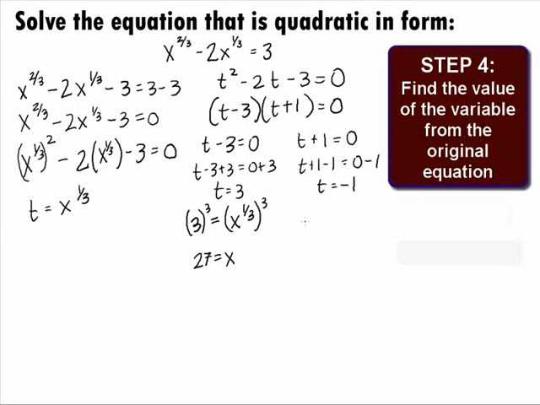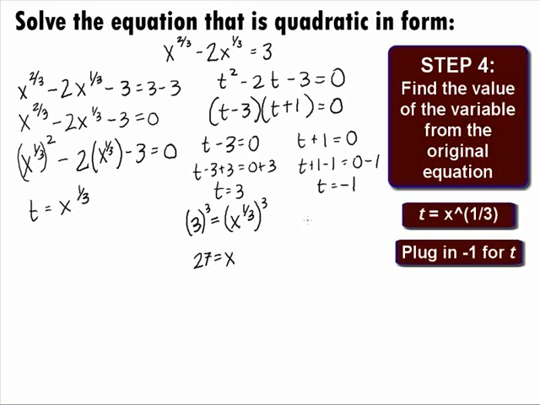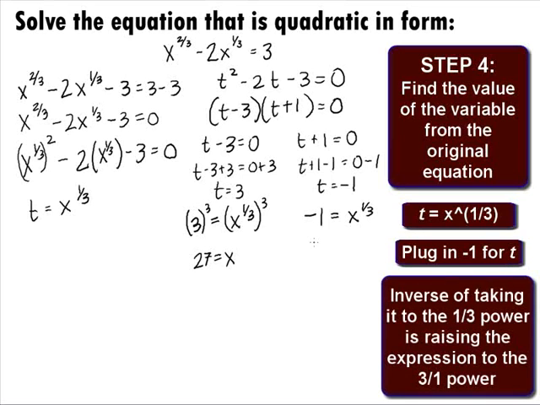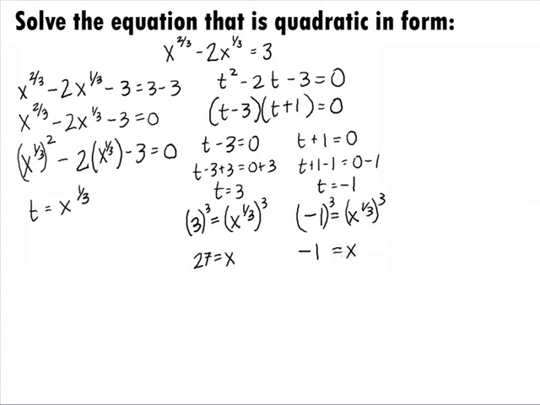Next, let's see what x is when t equals negative 1. Substituting in a negative 1 for t, we get negative 1 equals x to the 1/3 power. Again, the inverse of raising x to the 1/3 power is to raise both sides to the 3/1 or 3rd power. When we do this, we get negative 1 raised to the 3rd power equals x to the 1/3 power raised to the 3rd power, which simplifies to be negative 1 equals x.